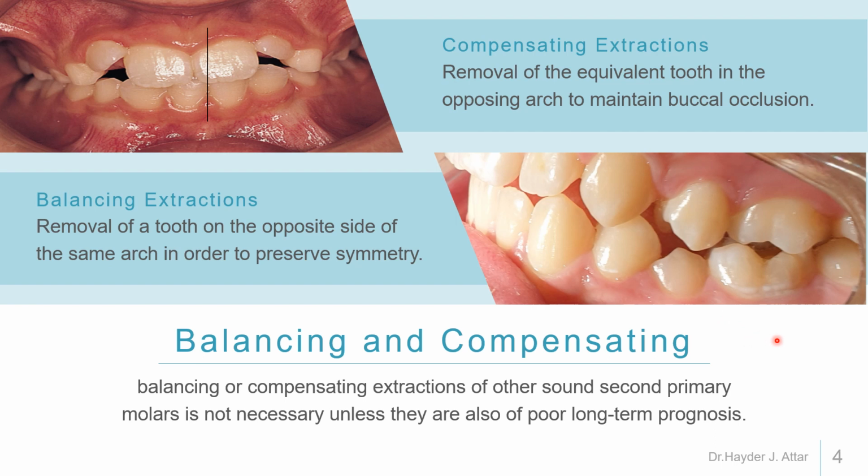But you have to keep in mind that balancing and compensation extraction of other sound second primary molars is not necessary unless you find a poor long-term prognosis. That means the tooth on the opposite side of the same arch in case of balancing extraction, or the opposite tooth in the other arch, is extracted when you have a poor long-term prognosis. That means the other tooth is badly carious, or needs extraction, etc.